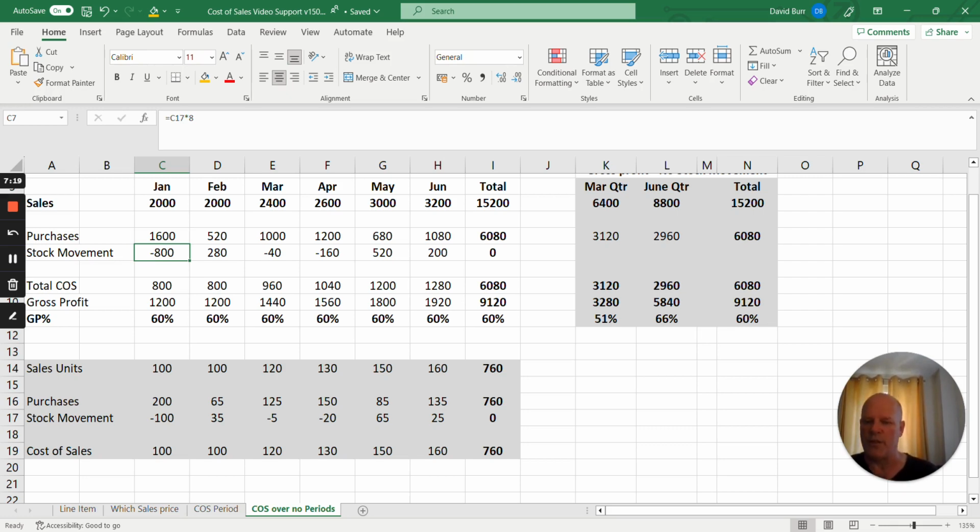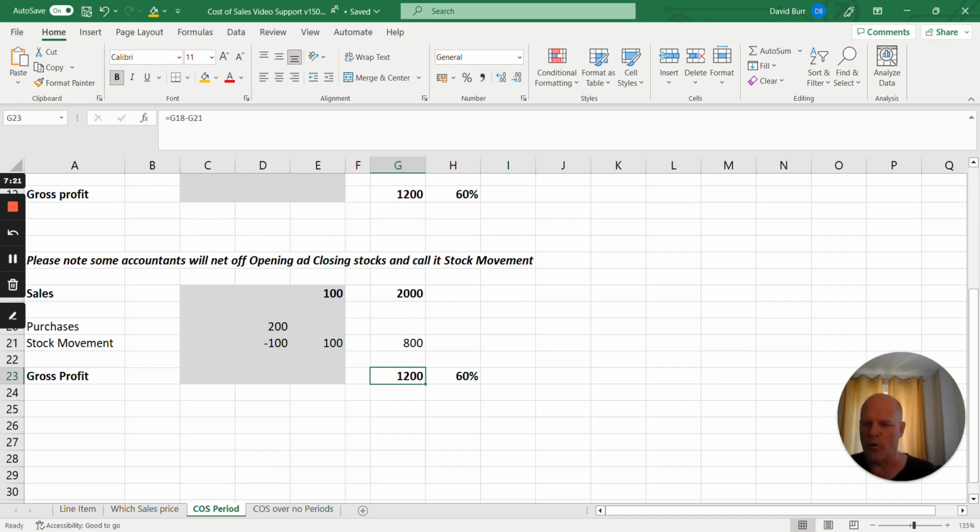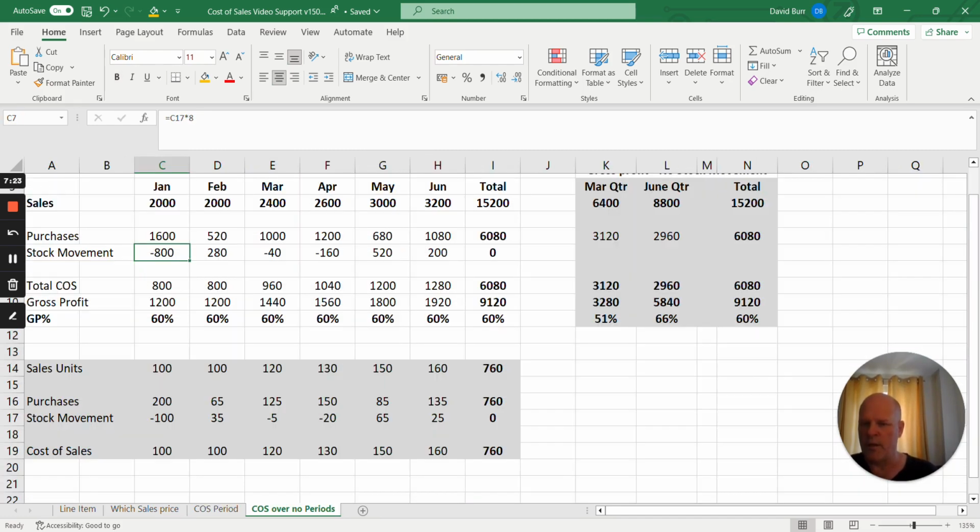Now, you know from the previous slide, just to remind you, stock movement was minus 100. So minus 100 times 8 is minus £800, and therefore the total cost of sales is £800, and the gross profit therefore is 1,200 as per the previous slide. And as you can see, down here, every single month we've made 60% gross profit, and after 6 months, 60% gross profit. So it ties in nicely.